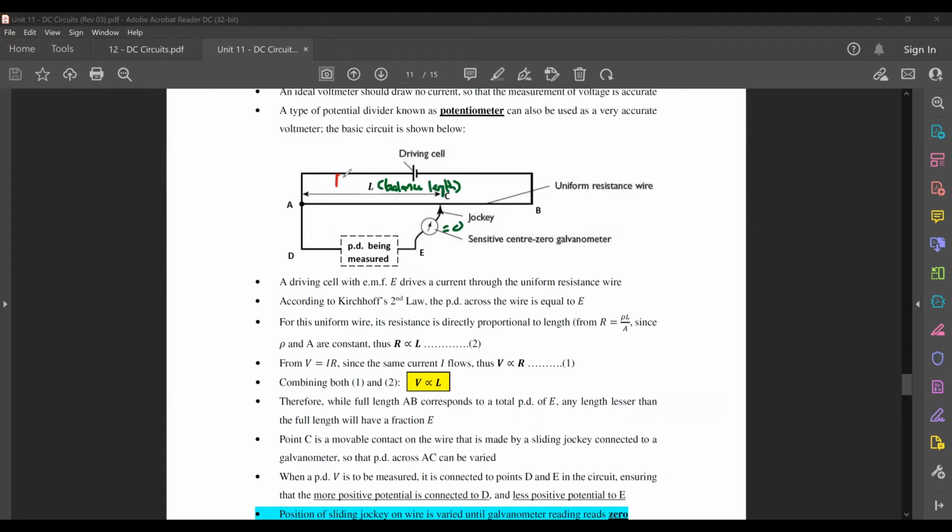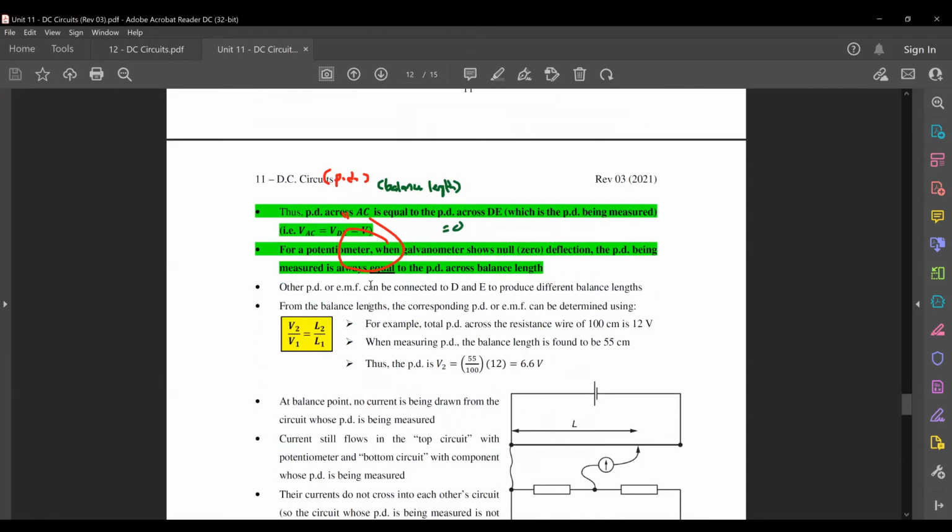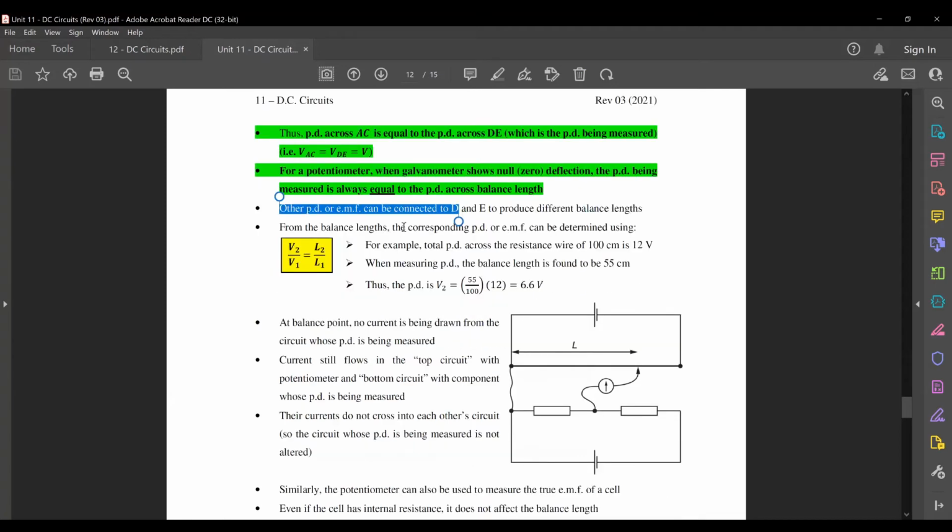The PD across this balance length will be equal to the PD that you're trying to measure. That is the main thing here. Okay, so when it comes to this one, you can actually use other different PD or EMF connected to D and E to produce different balance lengths. And then from there, once you have the balance length, you can actually find out the PD value that is being measured. Okay, what do we mean by that is this.